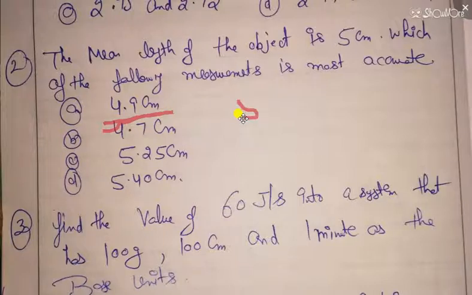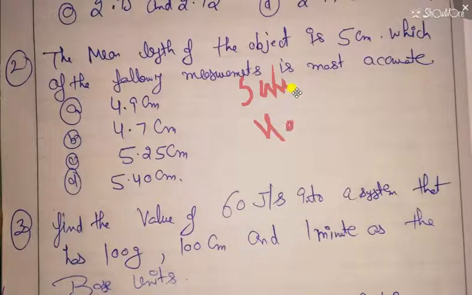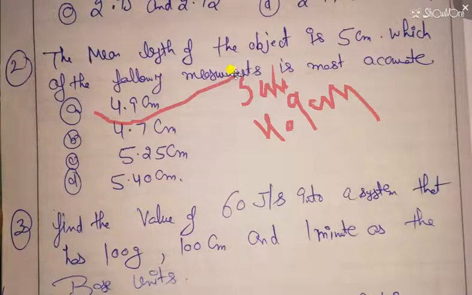So this is the 500 centimeter, you can say 500 millimeter. Wait for 1 minute. 50 millimeter. So simply you can understand 5 centimeter and 4.9 centimeter have minimum difference. So only 0.1 centimeter difference is there, 0.01. So this will be the most accurate value. So option number A will be the right option for the question number second, mean value.